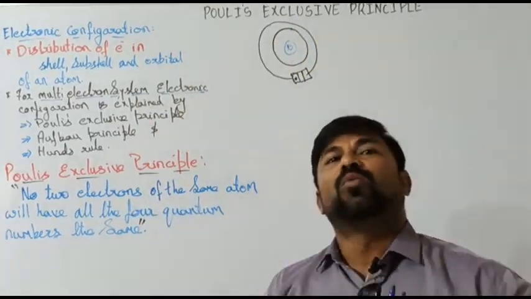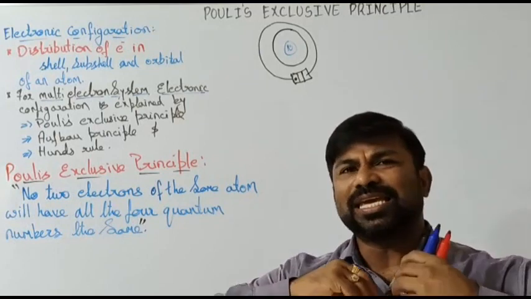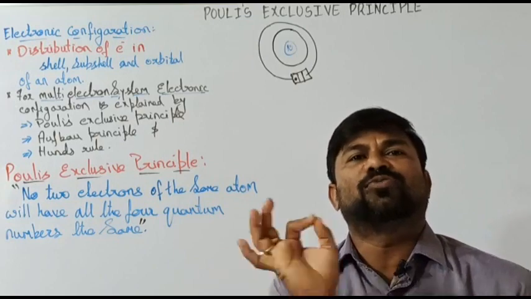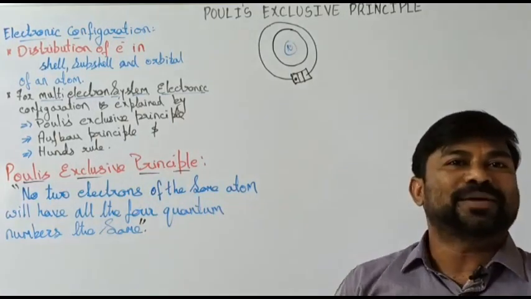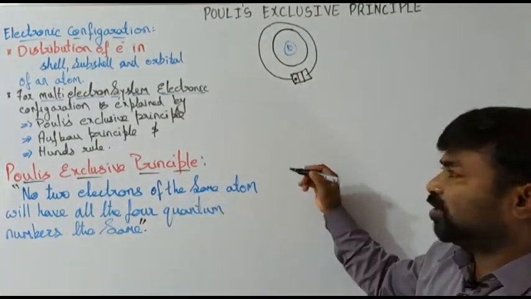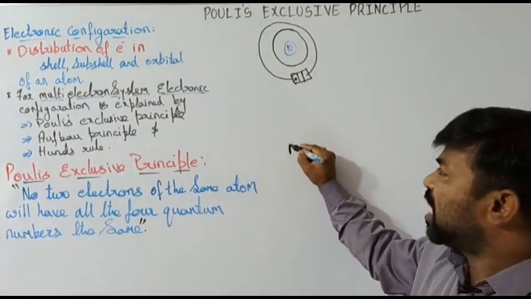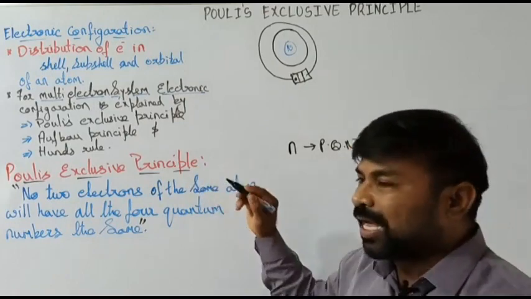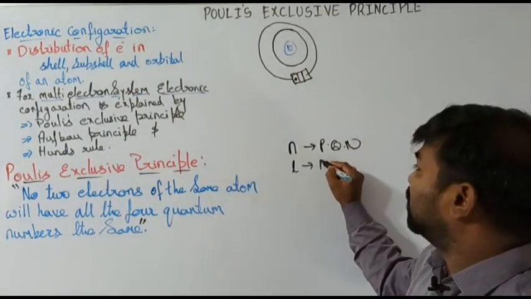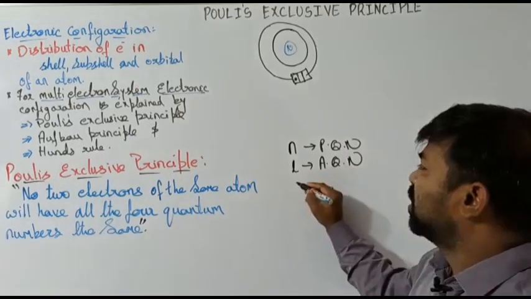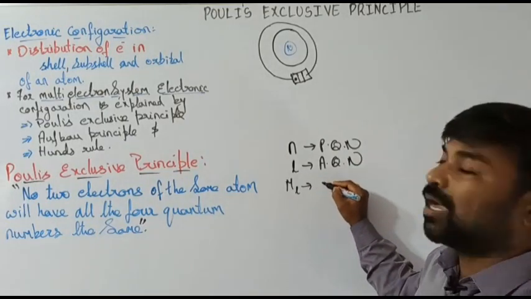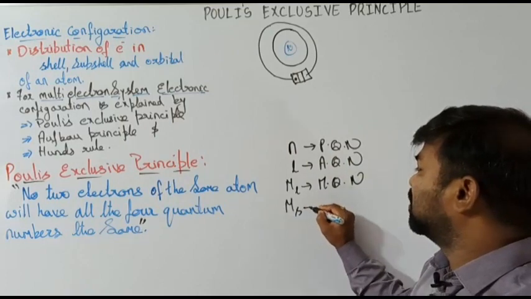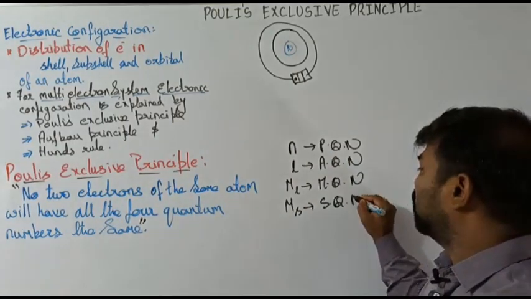It's a beautiful one. What he says is, you take any two electrons of the atom, no two electrons will have all four quantum numbers the same, right? What are the four quantum numbers? We know n is the principal quantum number, l is the azimuthal quantum number, m_l is the magnetic quantum number, and m_s is the spin quantum number.